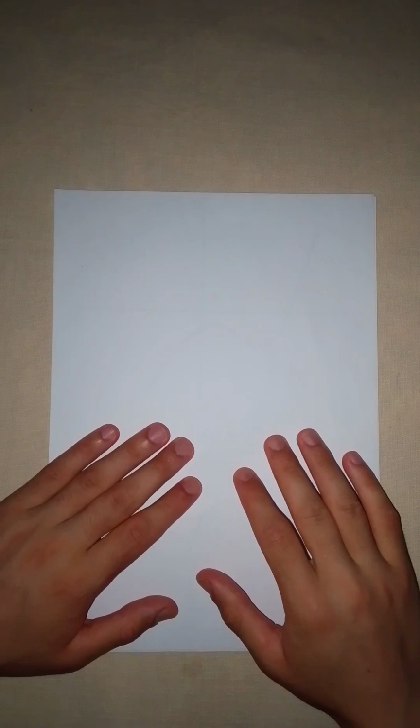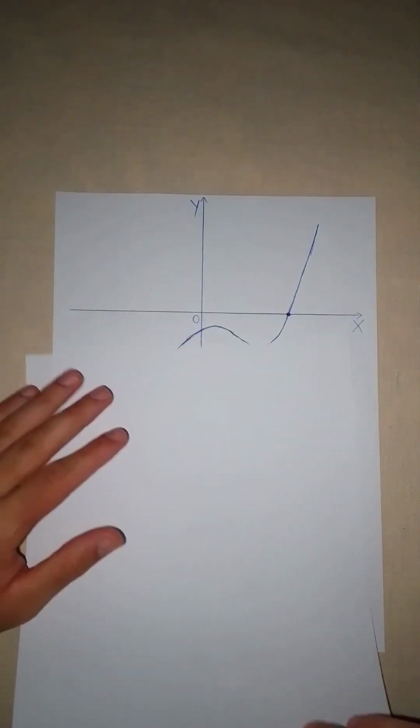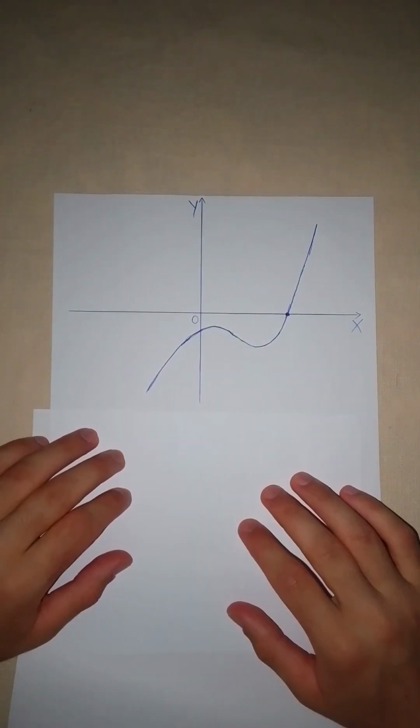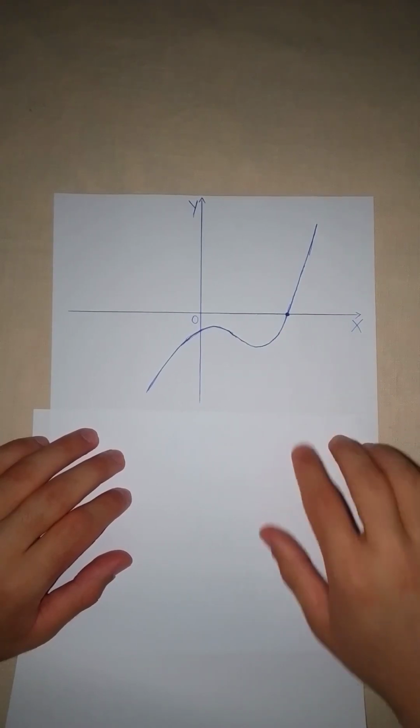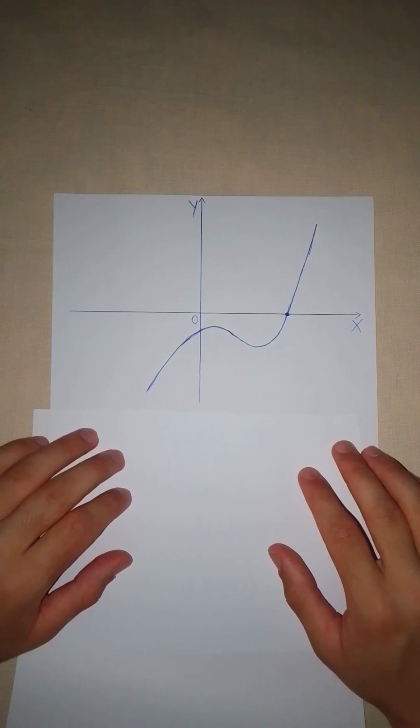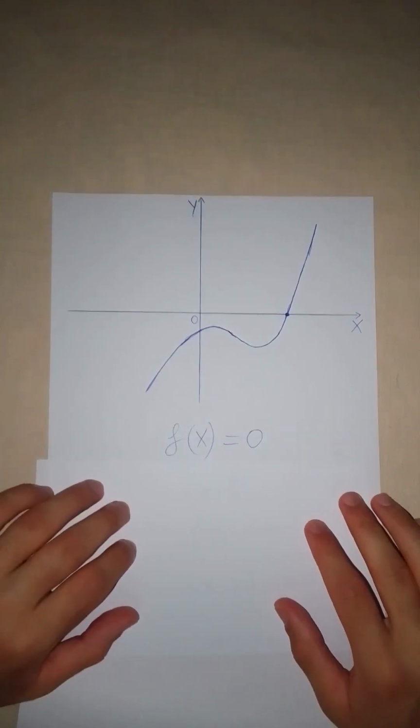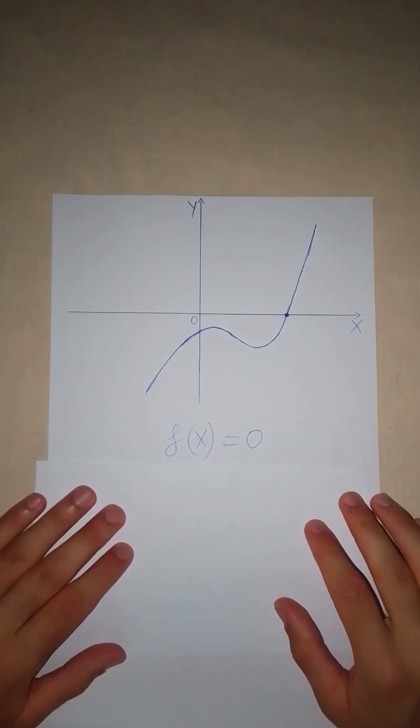Now, let's focus on one of the most important features of a graph, the x-intercept. Suppose this graph crosses the x-axis here. So, what makes every point on the x-axis special? Their y-coordinate is always 0. Therefore, whenever a function crosses the x-axis, the function value is 0. That means f of x equals 0.